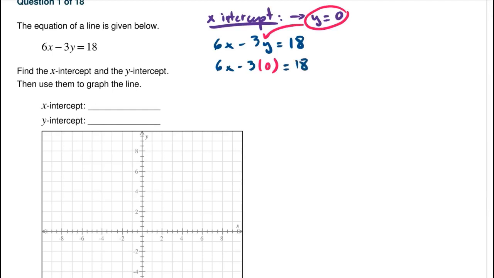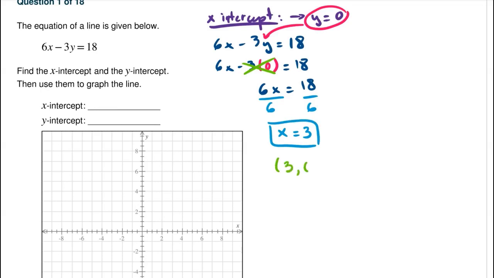Okay, 3 times 0 is 0, so we can go ahead and cross that out. So you just have 6x equal to 18. To solve for x, we need to get rid of 6, so we do the opposite operation: divide by 6 on both sides. So x equal to 3. The x-intercept will be 3 comma 0 because x is 3 and y is 0.